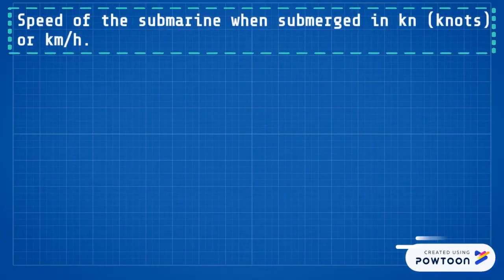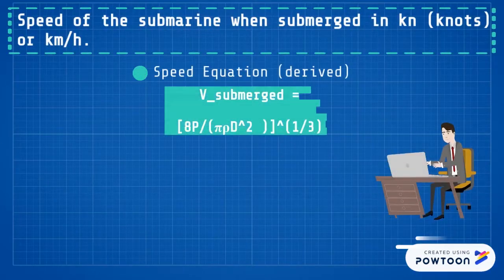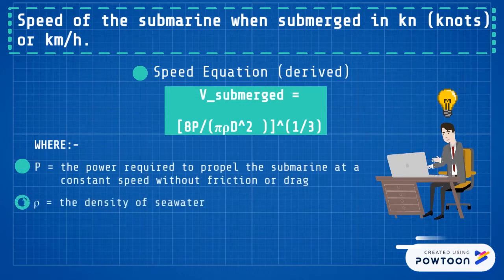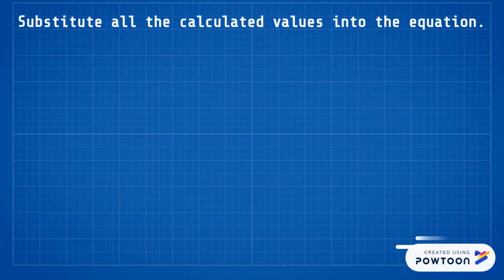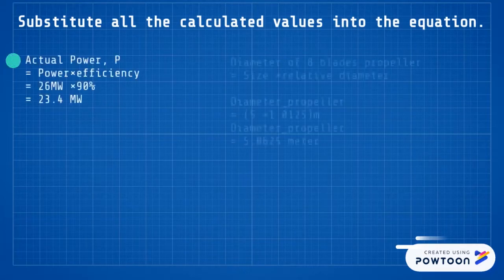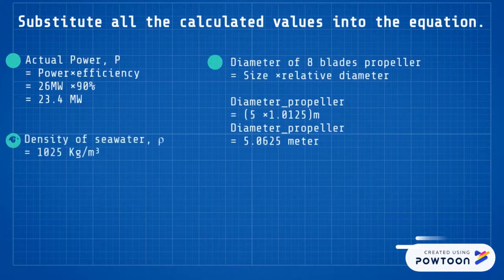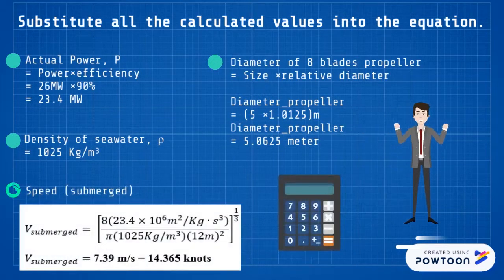Right, to solve the question, we are required to use this speed equation which is already derived. We're going to declare the speed as V submerged. So, V submerged is equals to bracket 8 multiply power required over pi times density times diameter squared close bracket to the power of 1/3. By substituting all the calculated values of the variables into the equation, we will be getting V submerged equals to 14.365 knots.